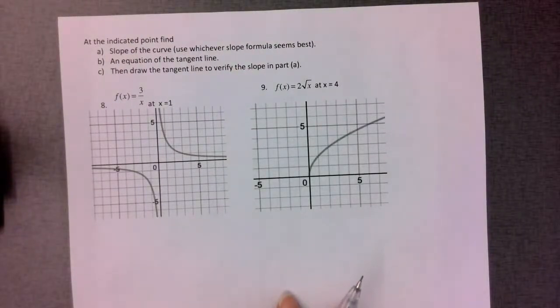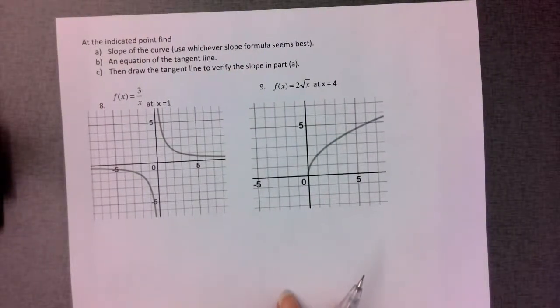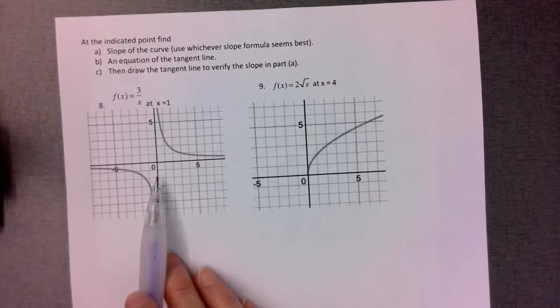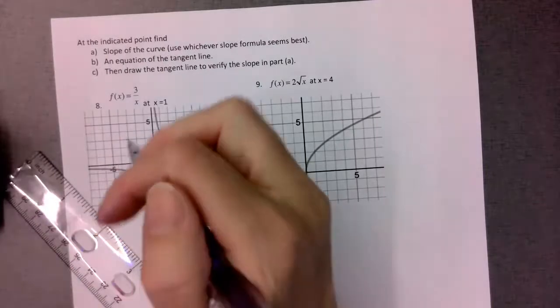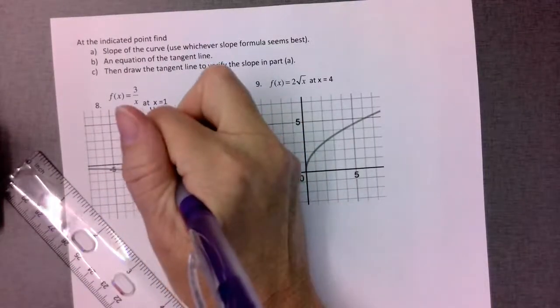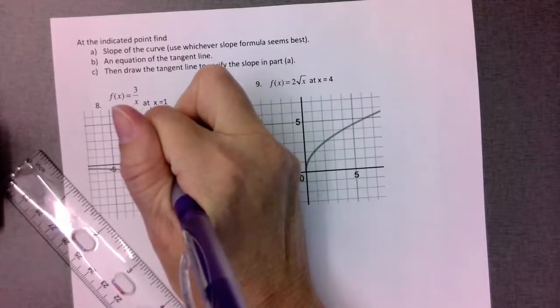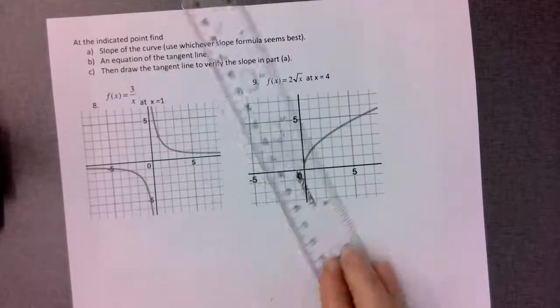Lesson 3.1, numbers 8 to the end. We're going to find the slope of the curve at x equals 1. I want to do a visual perspective first. Let's put a point at (1, 3).